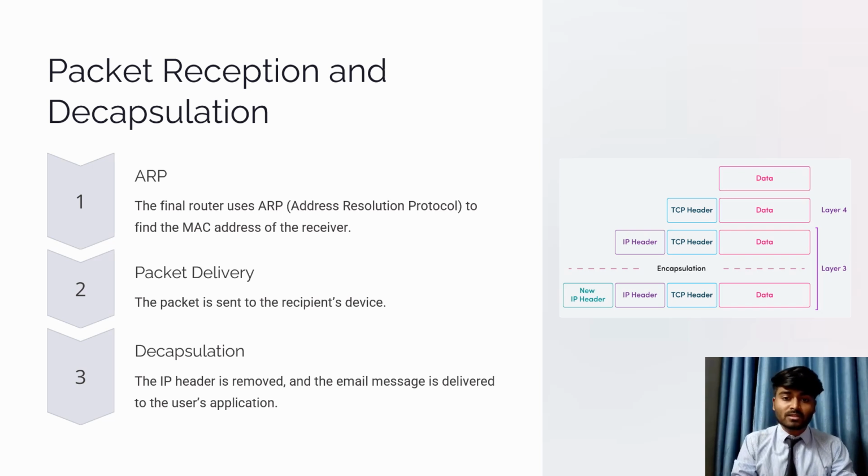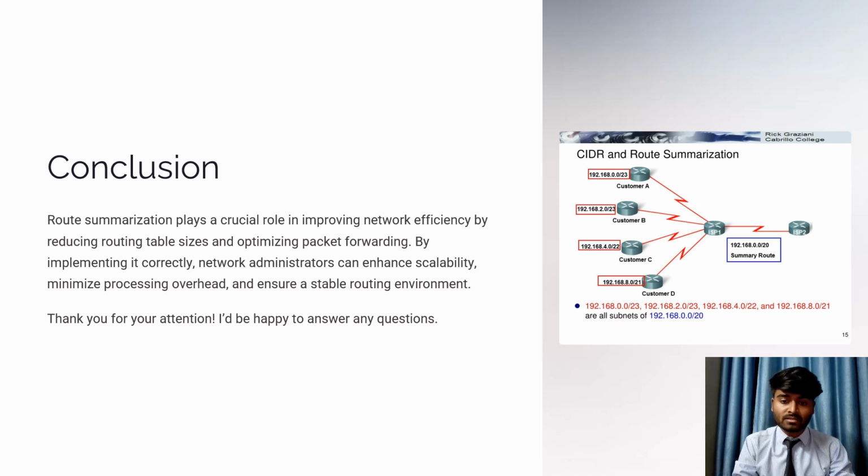Route summarization plays a crucial role in improving network efficiency by reducing the routing table sizes and optimizing packet forwarding. By implementing it correctly, network administrators can enhance scalability, minimize processing overhead, and ensure a stable routing environment.